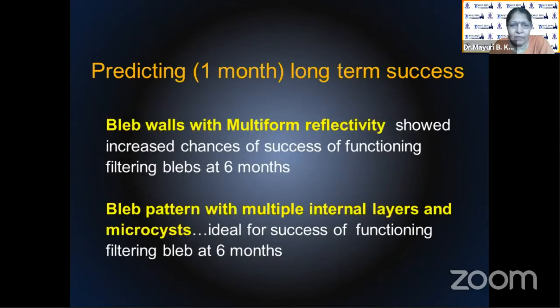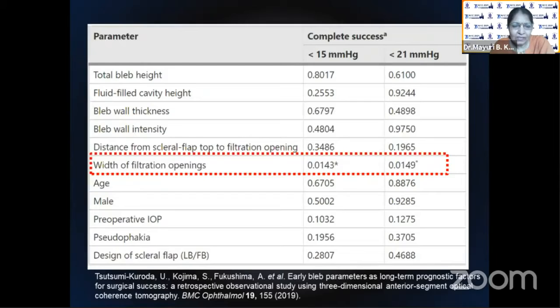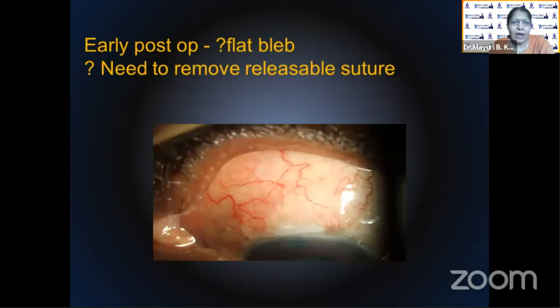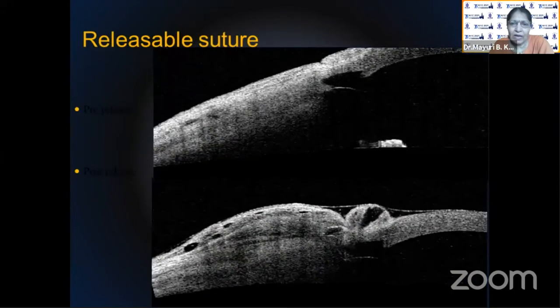The bleb wall with multiform reflectivity shows the highest chance of success. Another study, a Japanese study, has shown results, and they have predicted that the width of the filtration opening can also affect the success rate. Again, remember that the two eyes' blebs may behave differently, as shown in this patient. And this is a case where you have seen that there is a flat bleb. So are we going to do something for this? And the IOP is showing a rising trend.